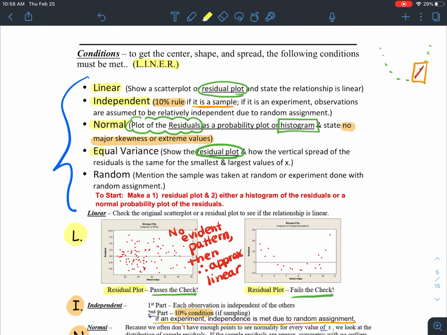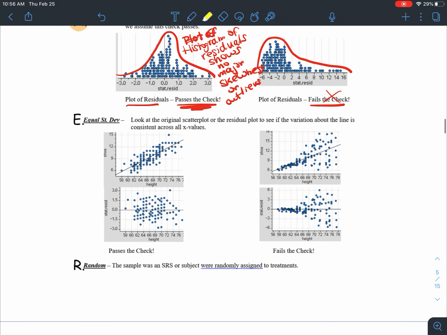Okay, so back up to the top here, the fourth condition is called equal variance. This is the E. And again, you would be looking at your residual plot. Here's what you're looking for. You want to look at the vertical spread of your residuals and make sure that it feels roughly the same for the smallest values of x as it is for the largest values of x. I'm going to scroll down here and show you what I mean. This is called equal variance or equal standard deviation.